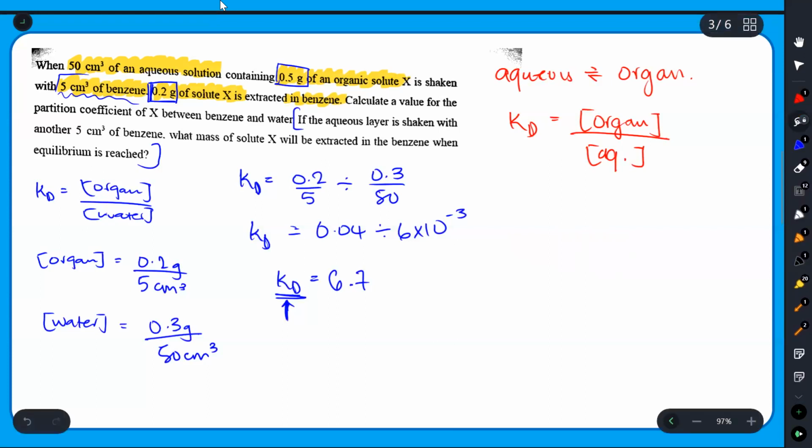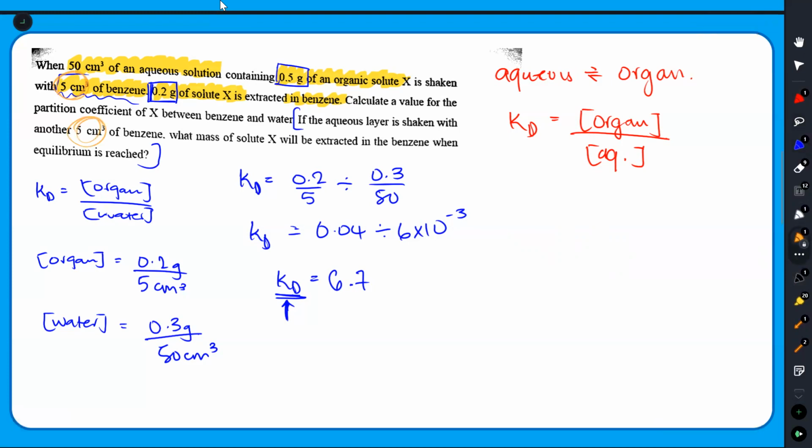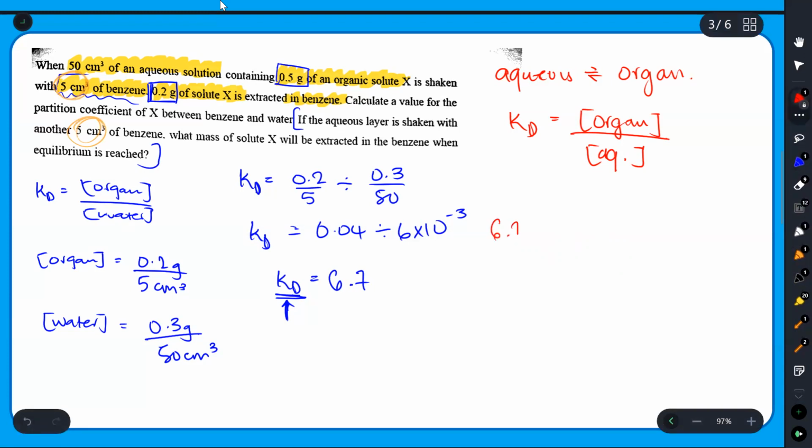So this is going to help us to work out the second part of the question, which says, if the aqueous layer is shaken with another 5 centimeter cube of benzene, that will now mean you're shaking it with 10 centimeter cube, because we initially started with 5, and if we add 5 more, 5 plus 5 is 10. So this is going to have you use the equation where 6.7, which is the KD, is equal to the concentration of the organic solvent layer, right? But this time we need mass, right?